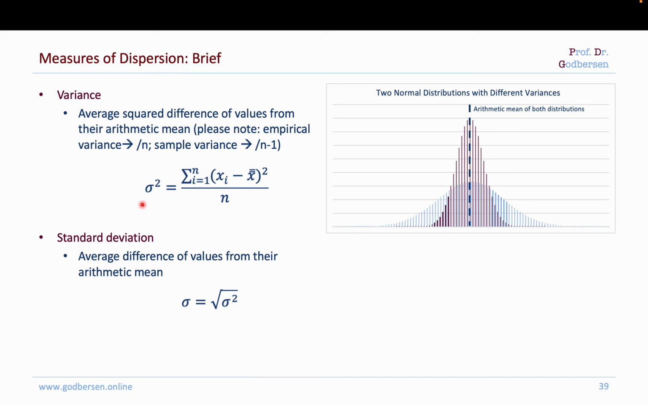Here, just the definitions. The variance is the average squared difference of values from the arithmetic mean, whilst the standard deviation is the average difference of values from the arithmetic mean. I'll bring this closer to you in a moment, but let me give you the basic idea.